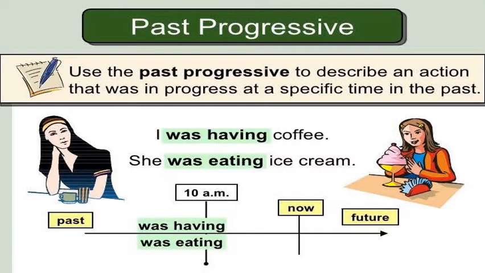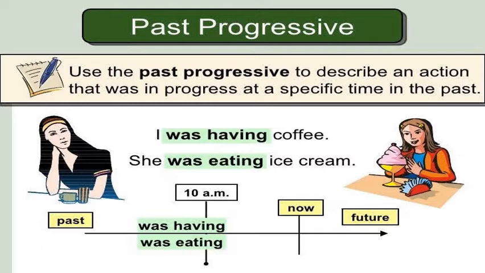The past progressive, we usually use the past progressive to describe an action that was in progress at a specific time in the past. Let's look at those examples with the pictures. This is the lady, she is drinking coffee. She said, I was having coffee. And the second lady, she was eating ice cream. So she was eating ice cream.